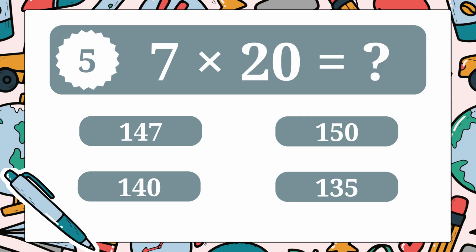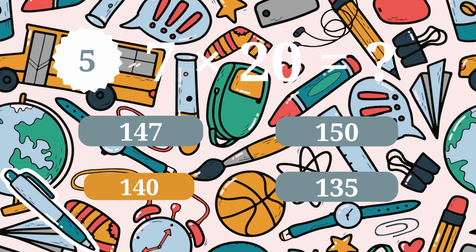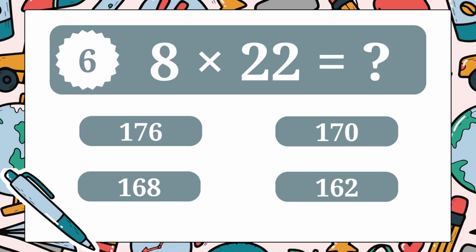Question 5. What is 7 times 20? 140. Question 6. What is 8 times 22? 176.